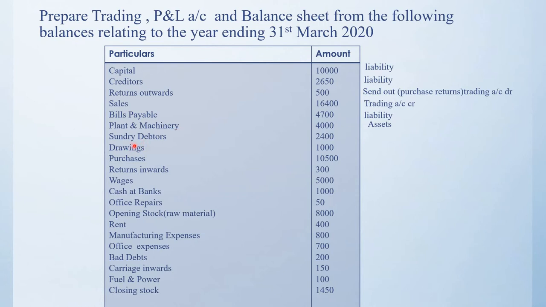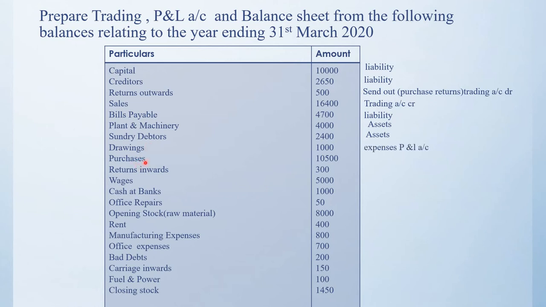Next we have the sundry debtor. A sundry debtor is a person who owes the business an amount, so it is an asset. And drawings: here the owner withdraws some money from the business. It is a loss for the business. All expenses and losses related to the office purpose will be recorded in the P&L account.